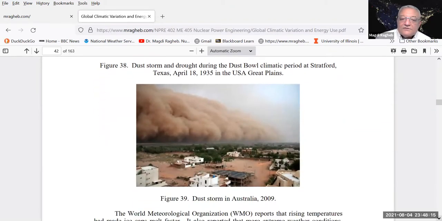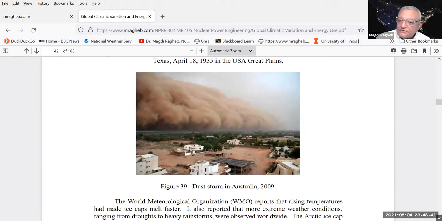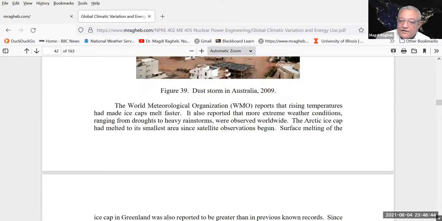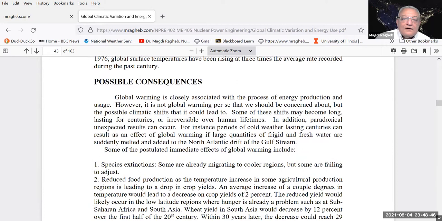And that continues today. This is in 2009, a dust storm picture, an actual picture in Australia. And some people suggest that it has an element of introduction by humans by overgrazing the land, not allowing grasses and shrubs to grow. So the wind comes in and raises that dust into the atmosphere. And then of course it ends up in the lungs and the dwellings of humans in general.